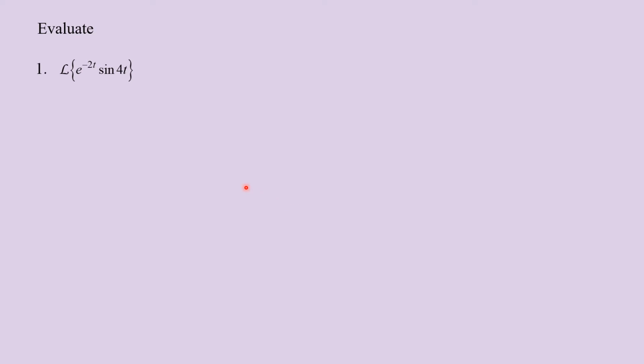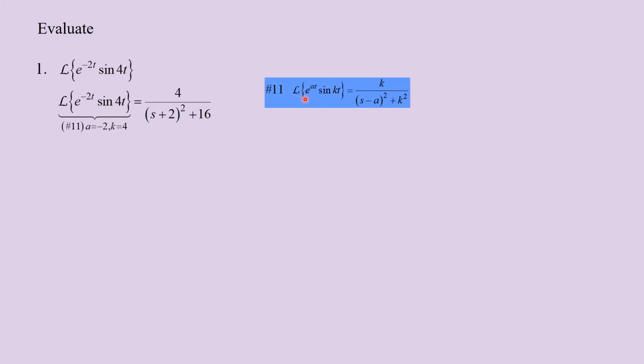Now we are going to learn how to find the Laplace transform of some functions where we can apply the S translation theorem. Question number 1: find the Laplace transform of e to the negative 2t sine 4t. So how do we solve this question? You search the table of Laplace transforms for the formula that matches the function given in this problem. You find that this expression matches the formula at row number 11: Laplace transform of e to the power of at sine kt is equal to k over (s minus a) squared plus k squared.